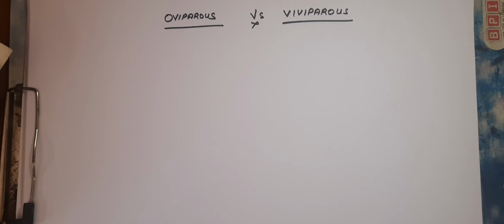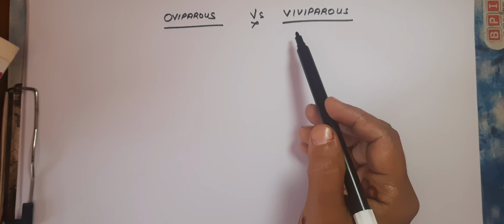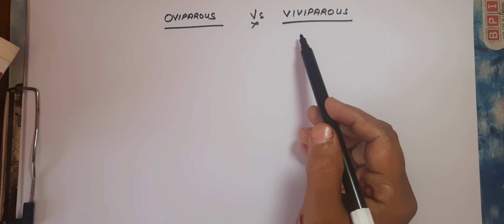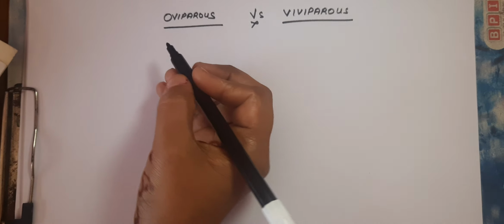And in this video today we are going to learn the differences between the oviparous and the viviparous. So students, the question we are going to answer today is: could the number of eggs produced by the oviparous or the young ones produced by the viviparous be equal or not? Okay, so let's learn about it.